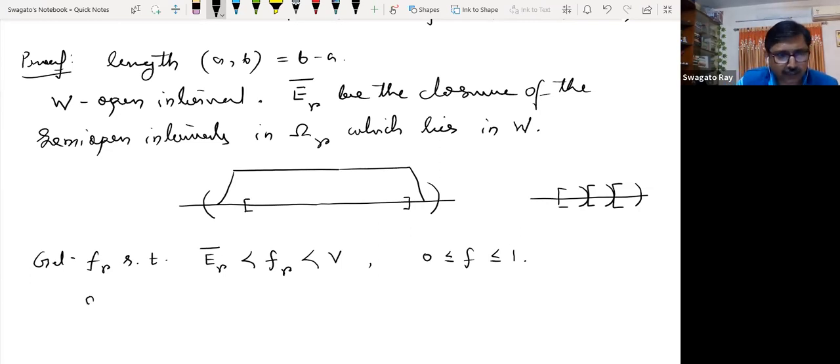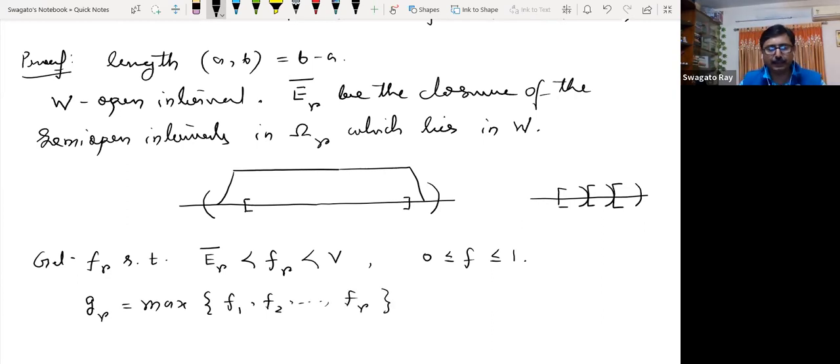And now I define GR. This is something which I need to explain a little bit. It is the maximum of F1, F2, and so on, up to FR. Now, what do I mean by that? From where do I suddenly get an F1? I was talking only about FR. Well, you may not get F1 because the open set which you started with could be very small. So it may not contain any interval which is in omega 1. That can happen. In that case, you will not get any F1.